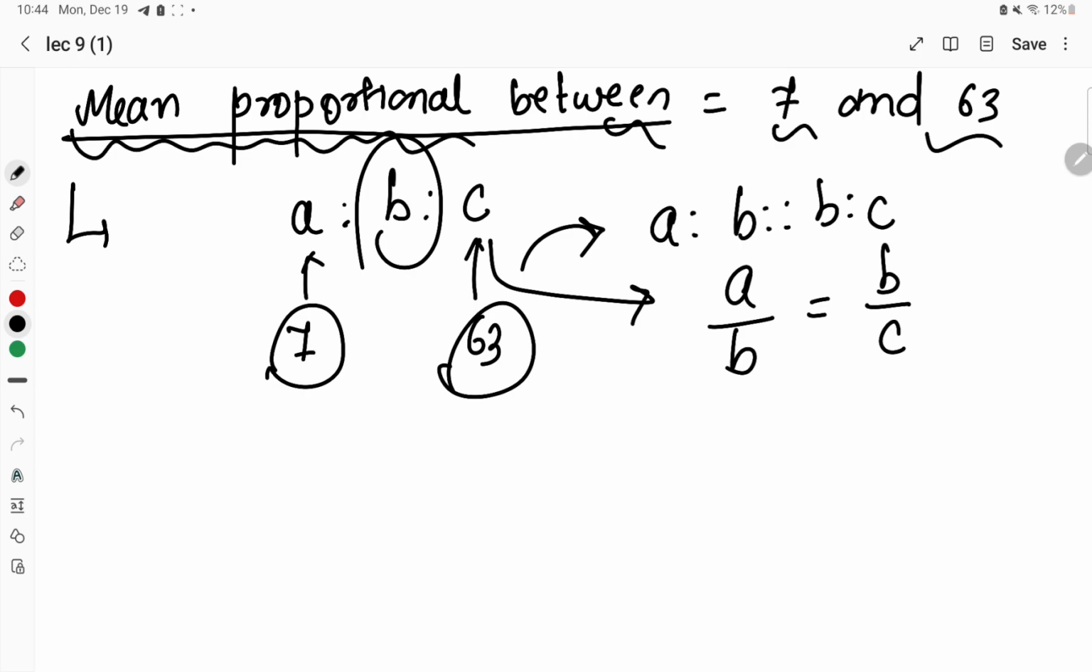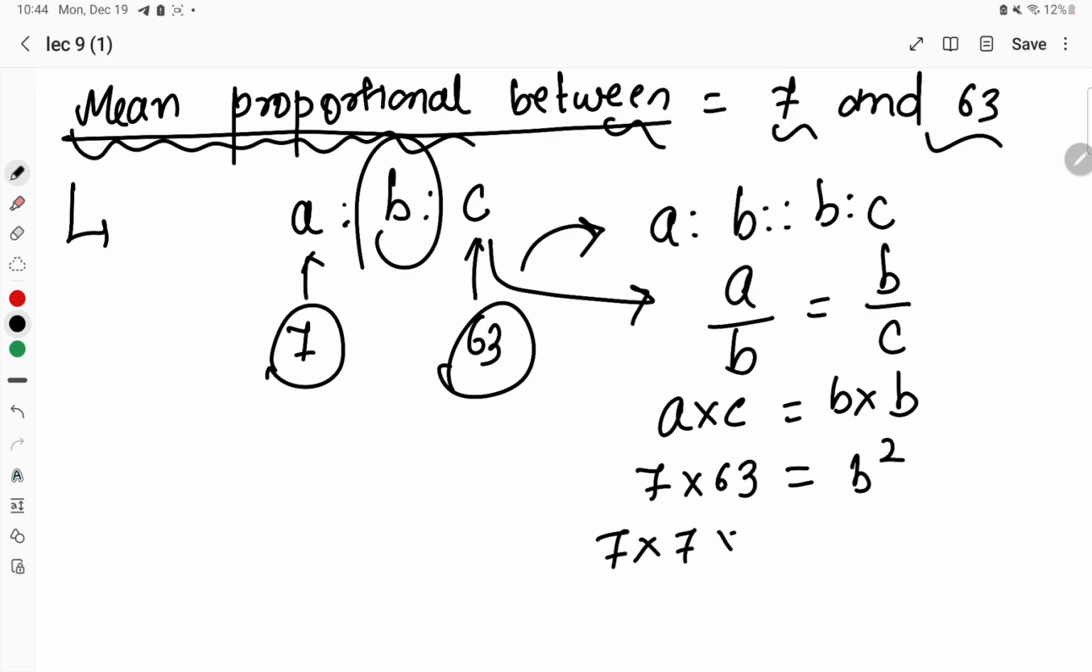Now A into C is equal to B into B. The value of A is given, the value of C is given, and the value of B is what we have to find out. Let it be B square. I can write 63 as 7 into 9 is equal to B square. We know that 7 sevens are 49, which is the square of 7, and 9 is the square of 3. So I can write this as 7 into 3 is equal to B.